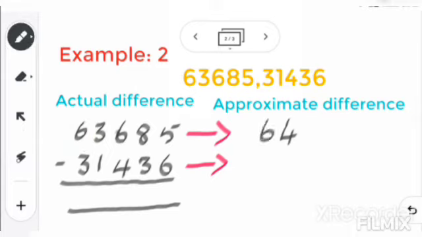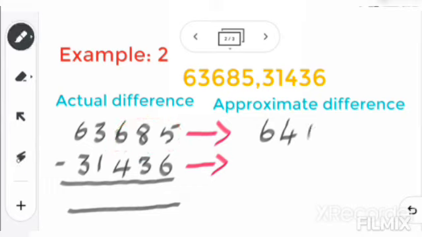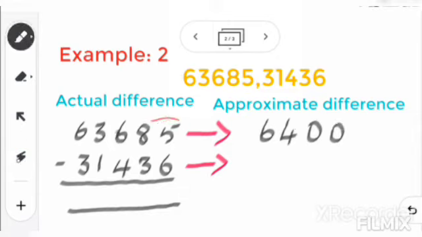And now you see on the right side we have 3 digits, 6, 8 and 5. Hundreds, tens, ones place. So these 3 places will become 0. First this 6 becomes 0. Again this 8 becomes 0. Again this 5 becomes 0.